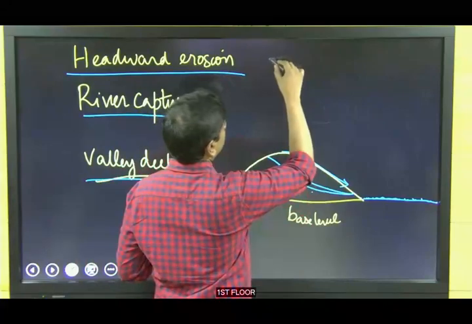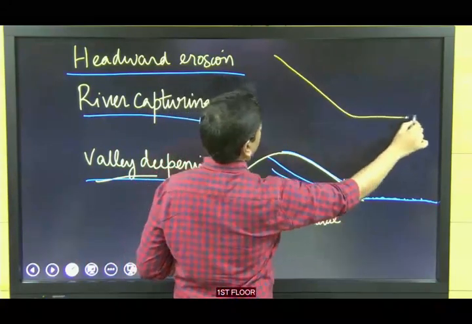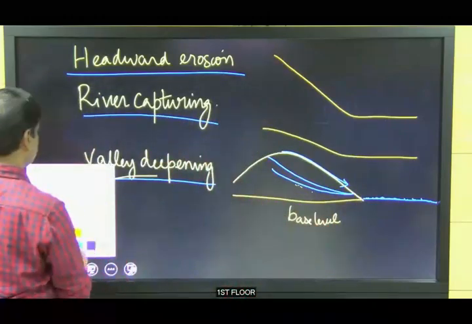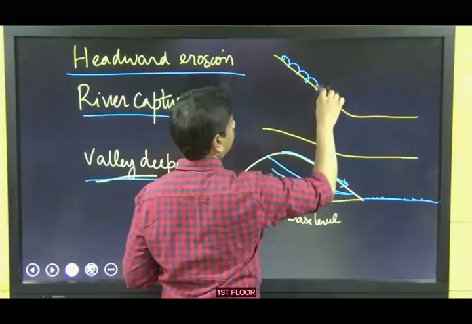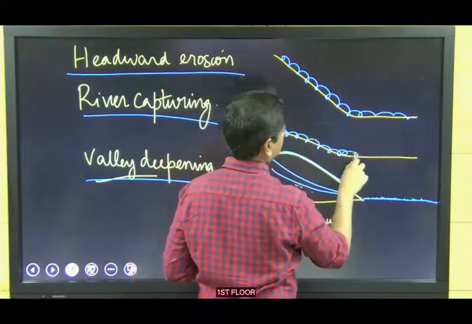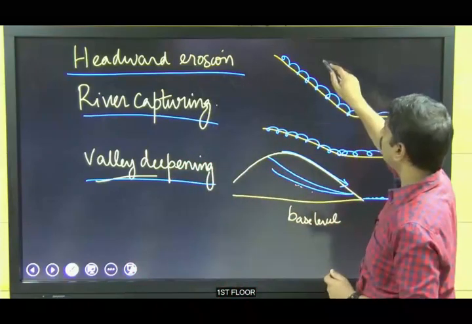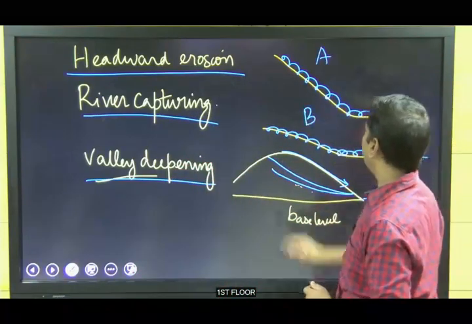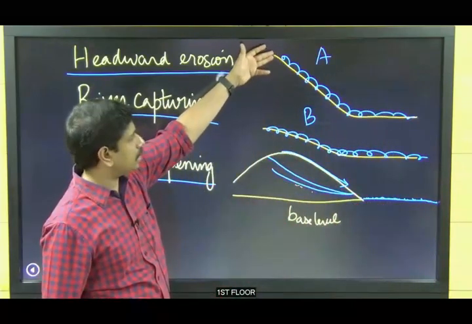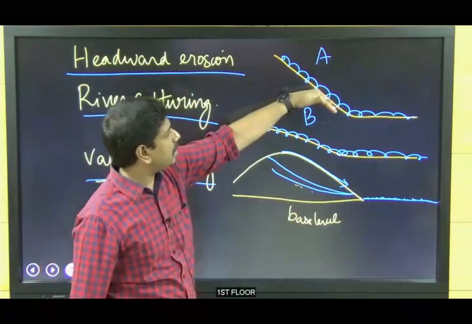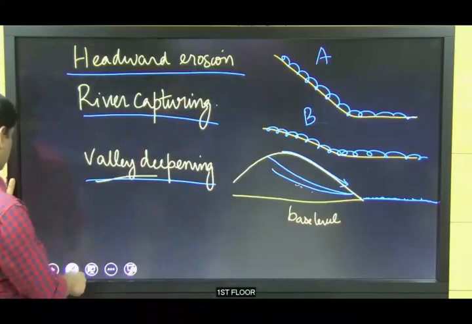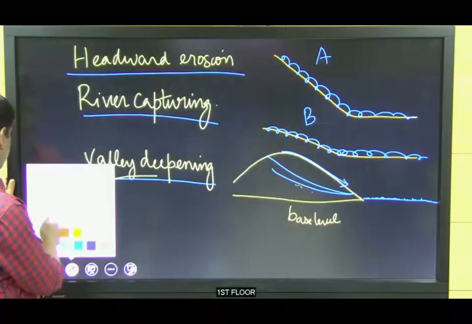If I ask you a question, one river is flowing like this, one river is flowing like this. The slope is like this. Okay, A, B. Where will the velocity be more? Definitely river A will have more velocity because the slope is very steep. Okay, so the velocity of the river will be more.